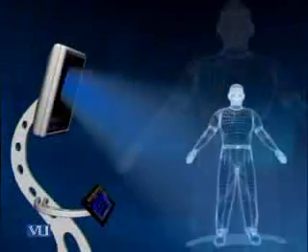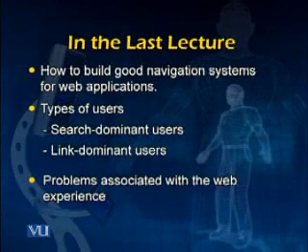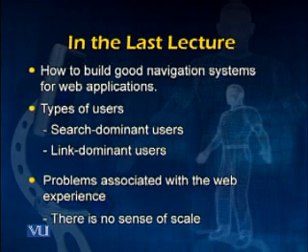We also saw in the last lecture how finding information or features on a web application is similar to finding an item when you go shopping in everyday life. We also looked at some of the problems associated with the web experience. For example, there is no sense of scale. When we look at a physical building, by looking at the physical attributes of a building, हमें ये अंदाज़ा हो जाता है कि इस बिल्डिंग का साइज़ क्या है.